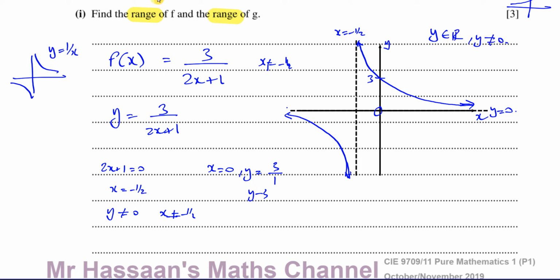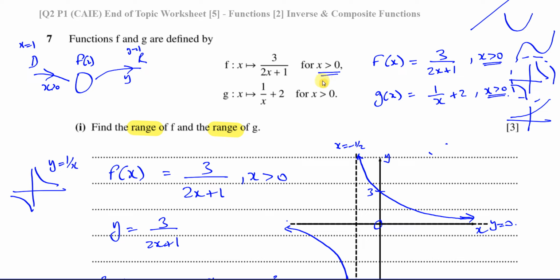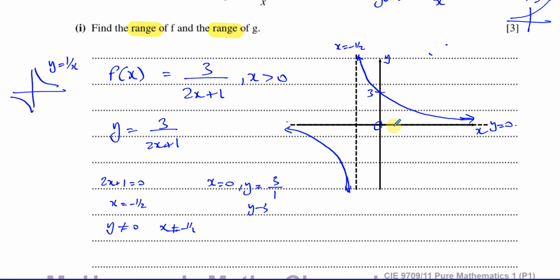However, that's not the case here. The reason is the domain of our graph has been limited to only x values which are greater than 0, as we see from the question. And that's going to make a huge difference to this graph and to the answer. So what we're going to do now is get rid of any part of the graph where x is less than or equal to 0. So I have to get rid of all of this section here. So that section doesn't exist anymore.